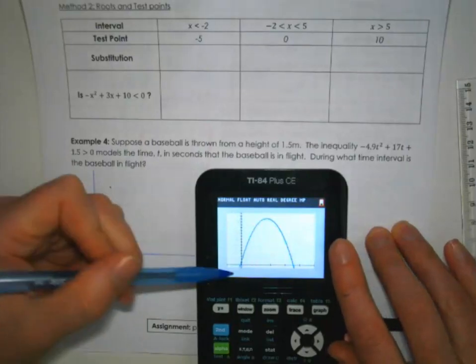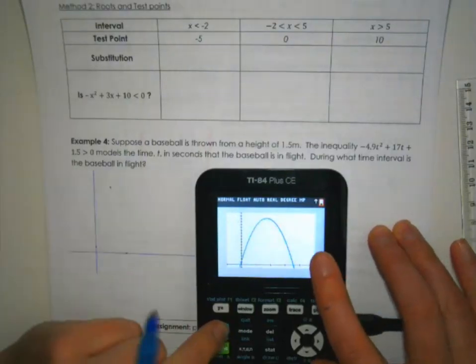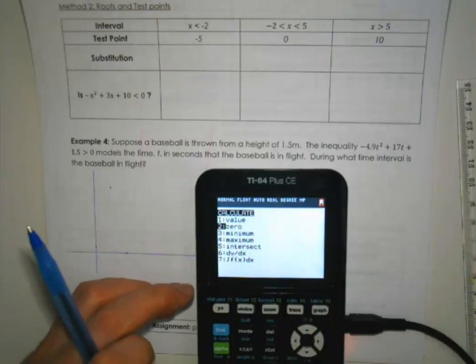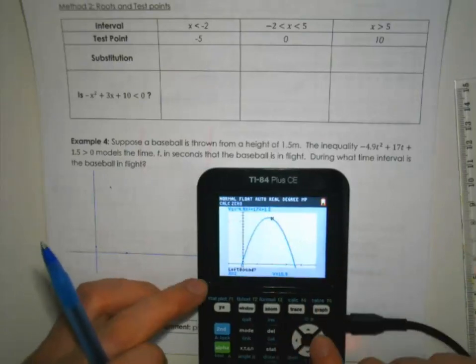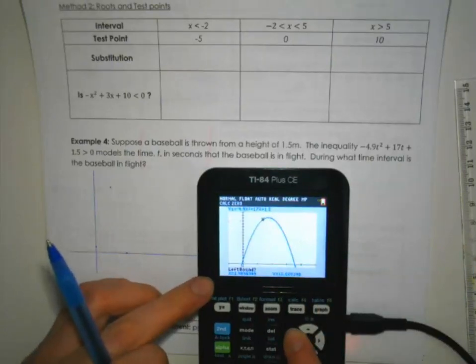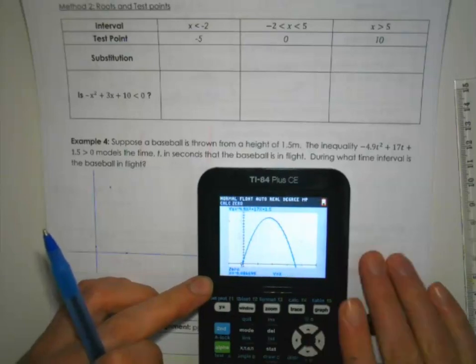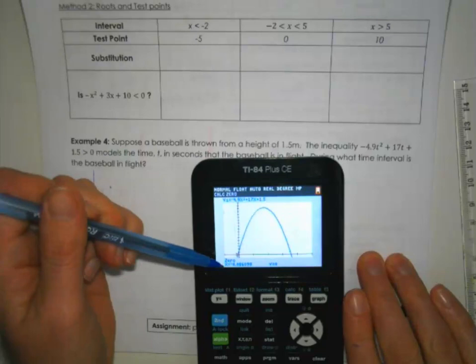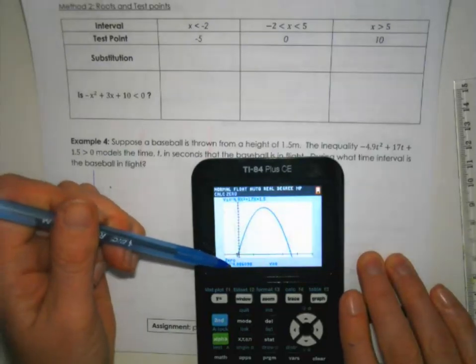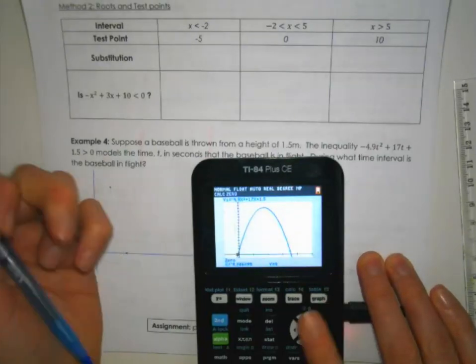So just keep in mind what our zeros are. Second function, trace, 0, and it's asking you for the left bound. So maybe let's go over to this one. Okay, left bound, enter, right bound, enter, guess. And so we see that our 0 is x equals negative 0.08 when y is 0.